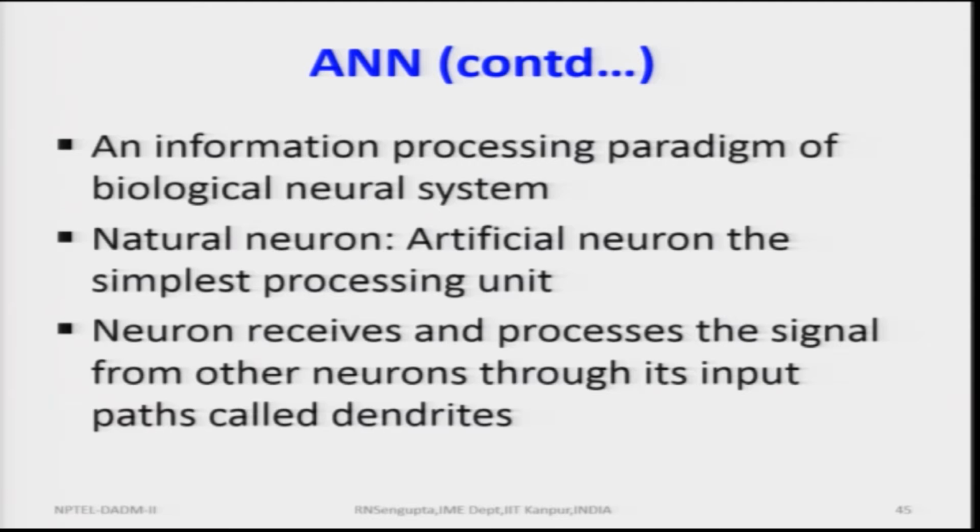An information processing paradigm of the biological neural system is basically the ANN. The artificial neuron is made from the natural neuron, which is a simple processing unit based on which the information is passed. A neuron receives and processes the signal from other neurons side by side, so they are going in series. I am a neuron, I get the information from my previous source, process it and pass it on. A neuron receives and processes the signals from other neurons through its input paths called the dendrites, and then it goes forward.